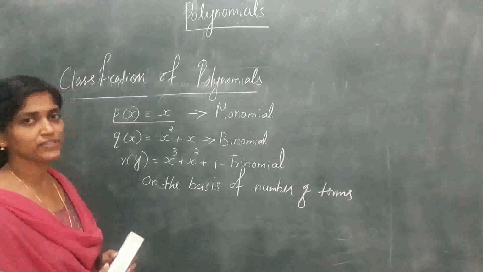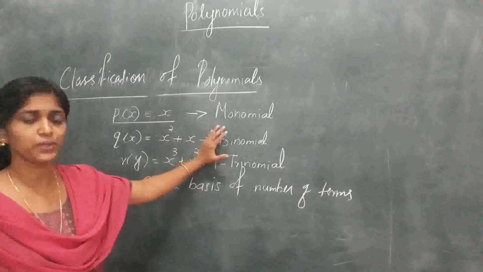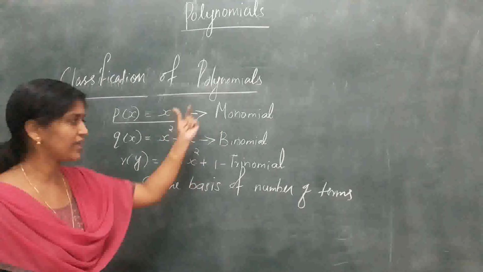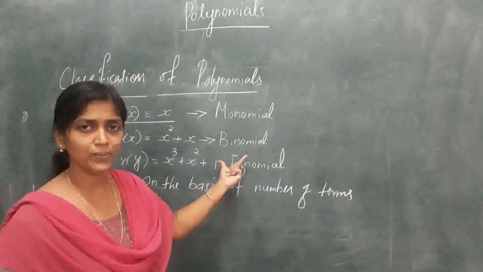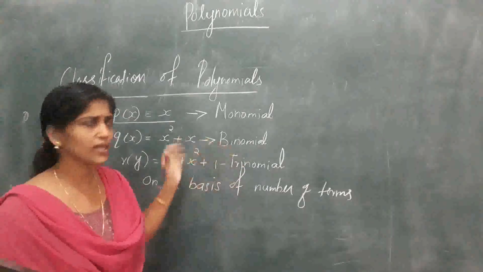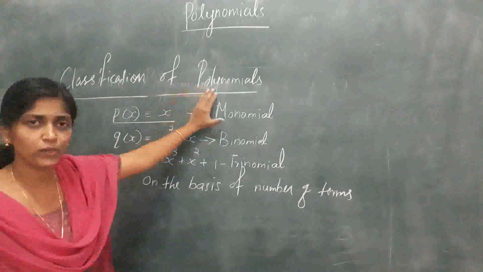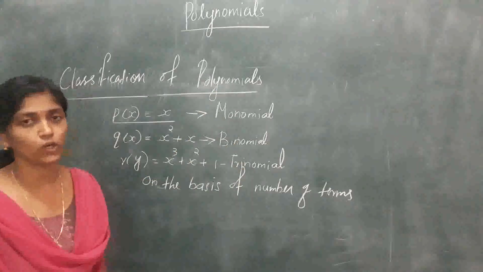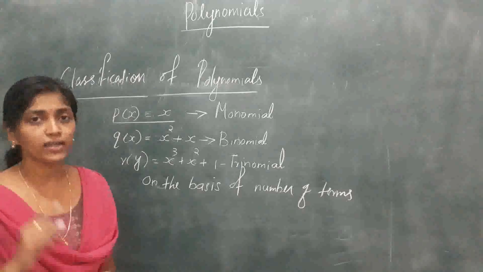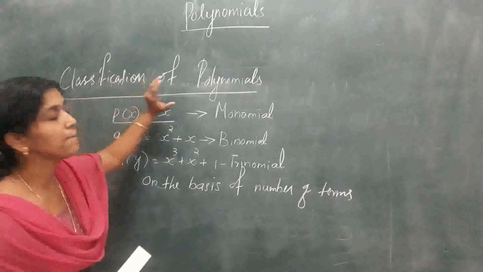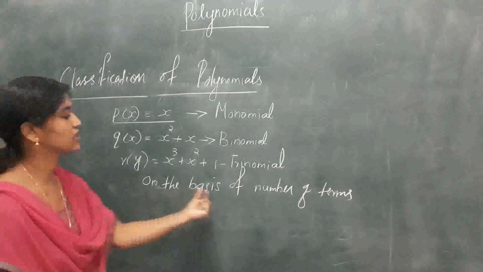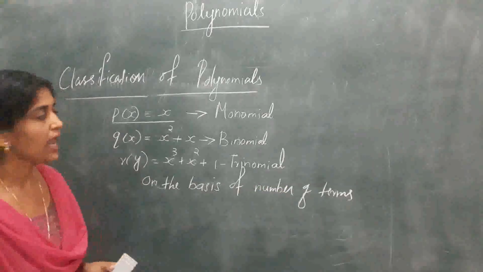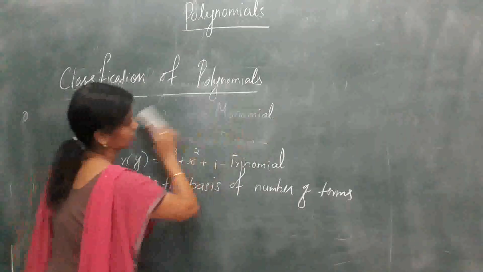And I think you have studied, when we studied the chapter algebraic expression, there also we studied all these terms, monomial, binomial, trinomial. So in this chapter also, in the case of polynomials, we are studying these terms, monomial, binomial and trinomial. That is one way of classifying the polynomials on the basis of number of terms. And we will see the next classification.